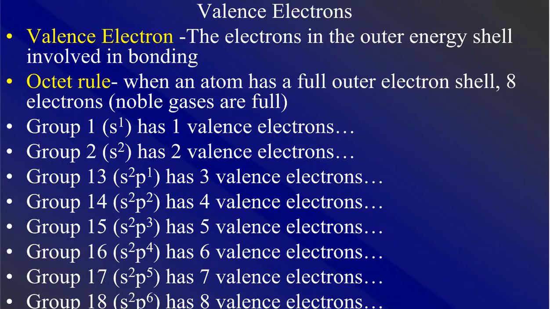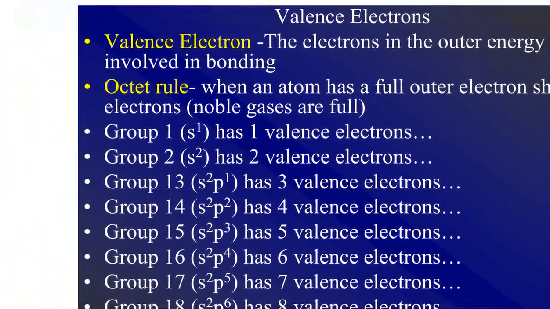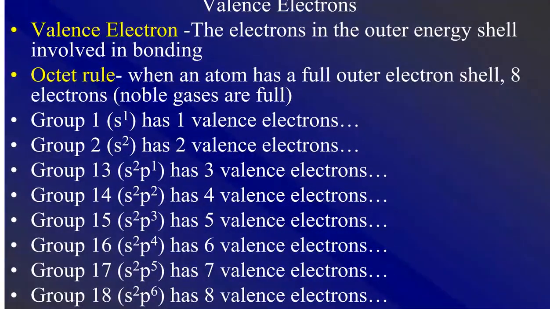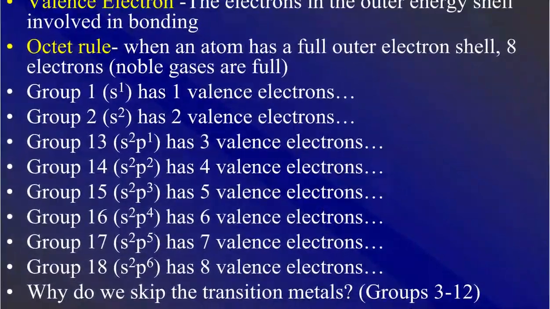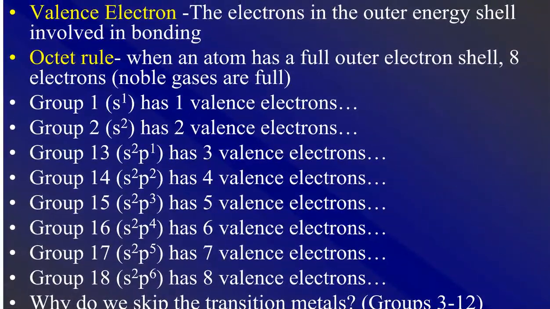Okay, so this is our lesson on LEDs. First of all, you need to know what a valence electron is. A valence electron is an outer shell electron. If we look at the electron configuration for group 1, they all end in S1, so it has one valence electron in its outer shell.